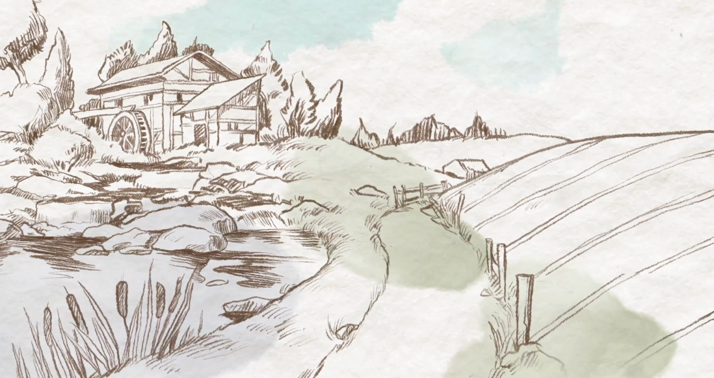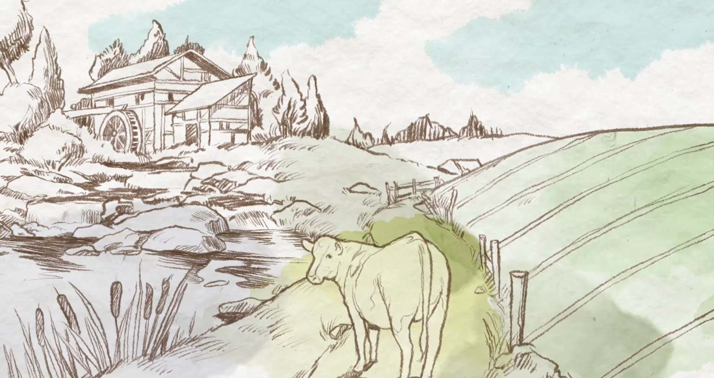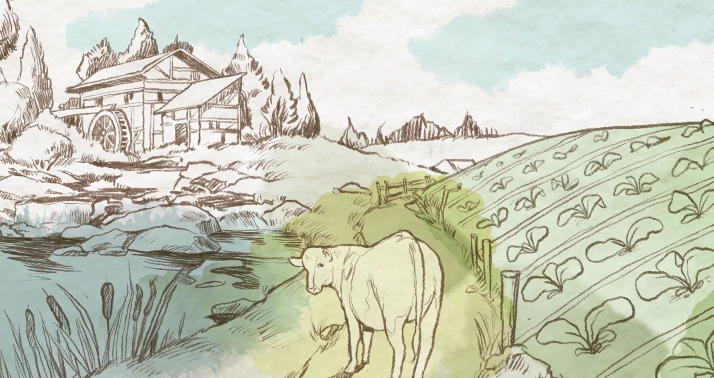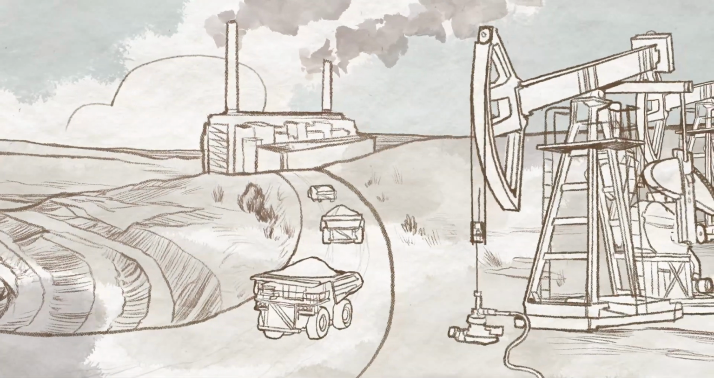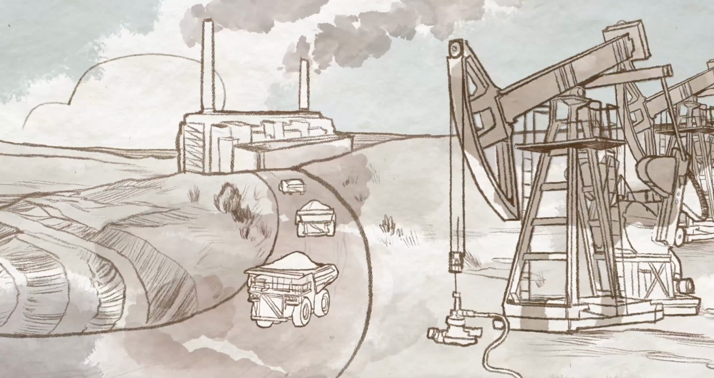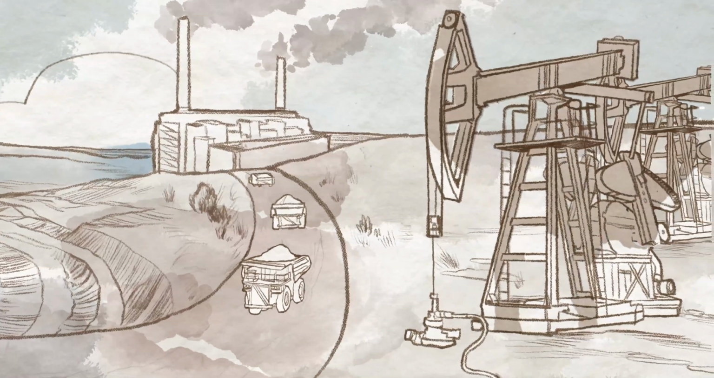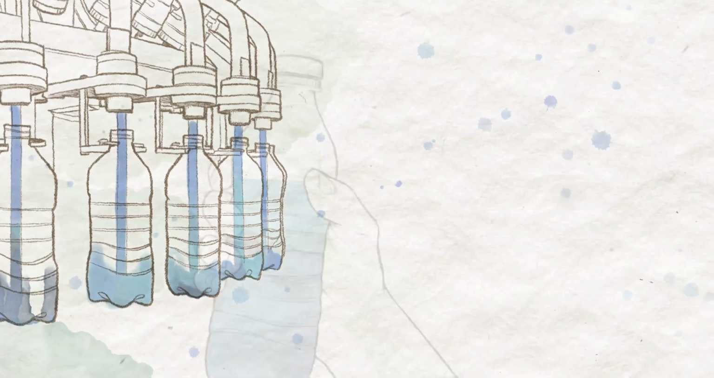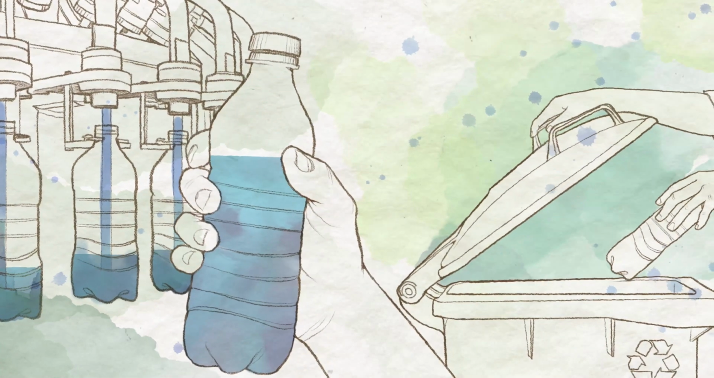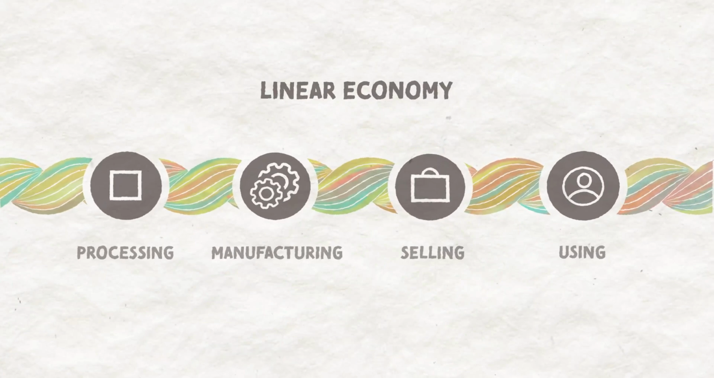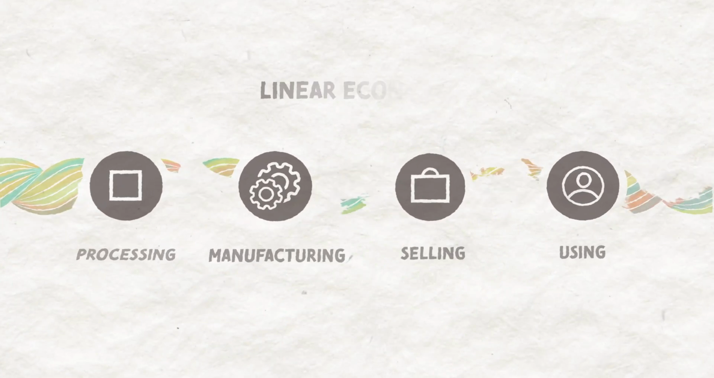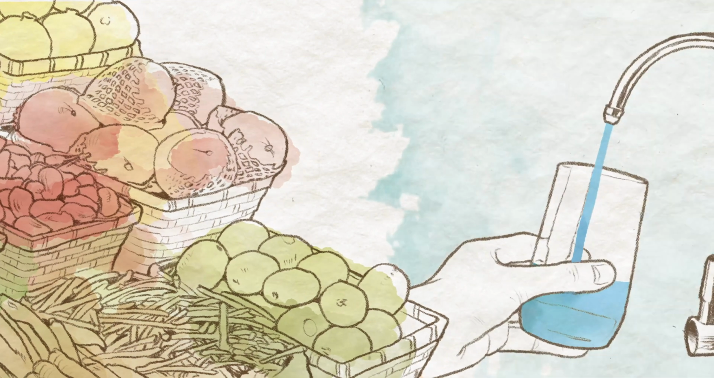We have always relied on natural resources for our basic needs. Food, water, shelter, clothes. We extract minerals, rocks, oil, and water, and process them to create products that are consumed and then discarded. This is known as the linear economy. It has provided many great things, including food stability and clean water.